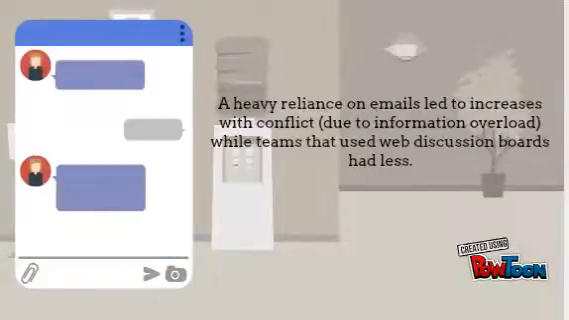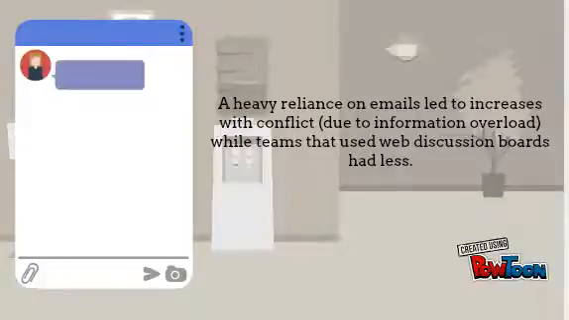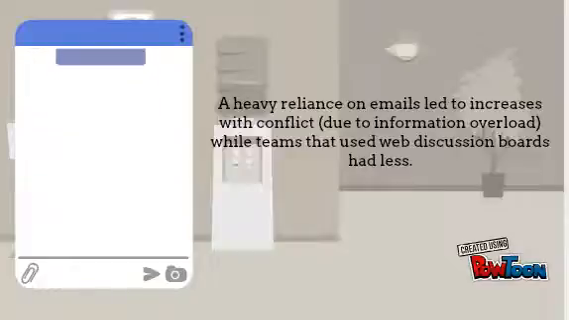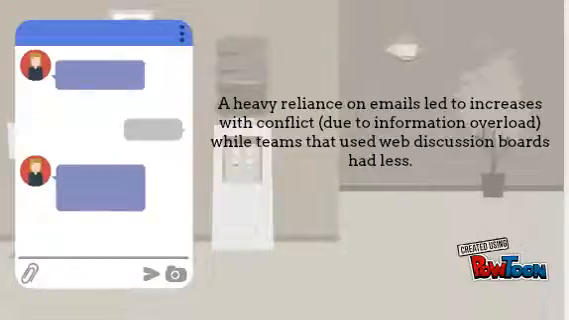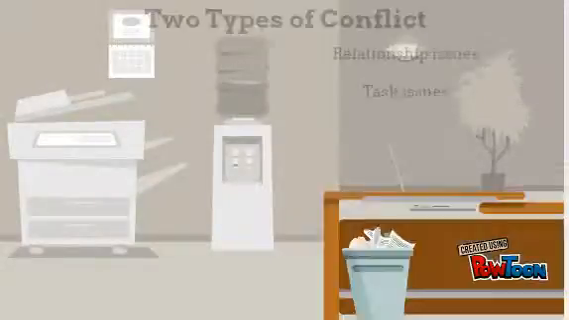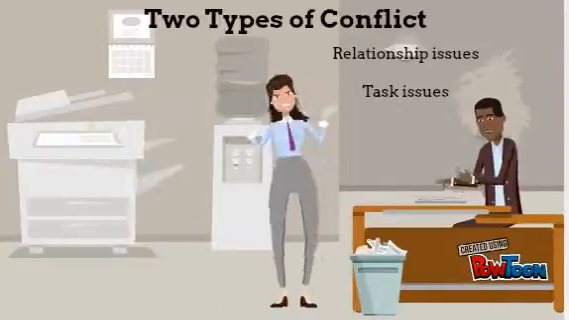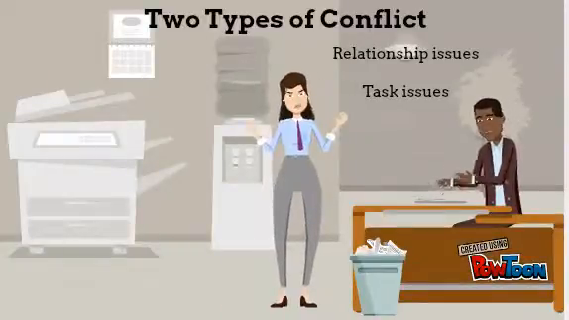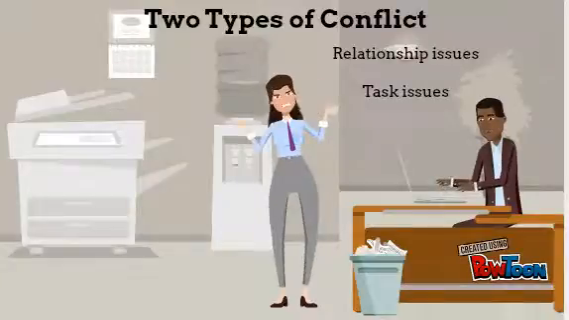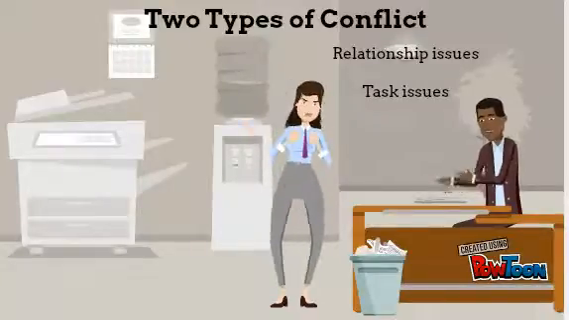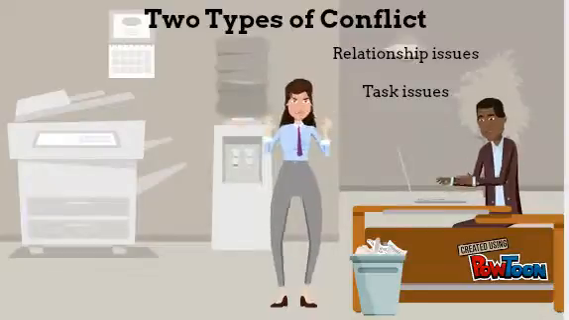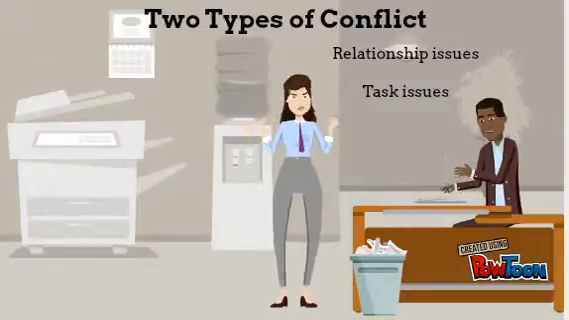Conflict did arise as a result of the types of technology used by teams. A heavy reliance on emails led to increases in conflict due to information overload, while teams that used web-based discussion boards had less. The causes and antecedents of conflict can be broken down into 2 main types, those linked to relationship issues and those linked to task issues. Can, Hallie et al. concluded that cultural diversity can lead to relationship and task conflicts in GVTs. Functional diversity can lead to task conflict, and the volume of electronic communication and delays in electronic communication can lead to task conflict also.